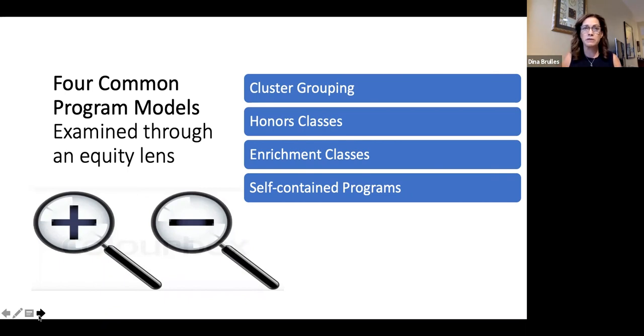because enrichment classes are oftentimes taught by a gifted teacher who's going to come to my school on Tuesday at 1 o'clock and take care of all the gifted students. Well, we know these kids are gifted all day, every day, and in everything that they do. So grouping them together and training the teachers is critically important.